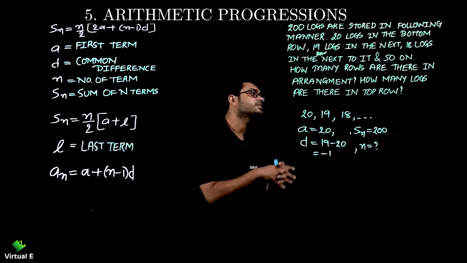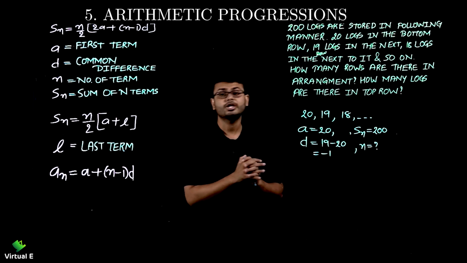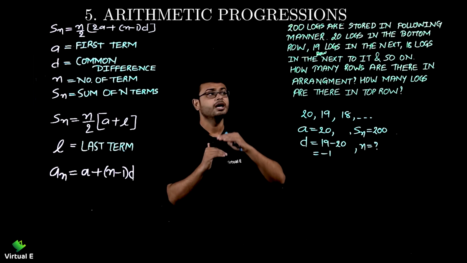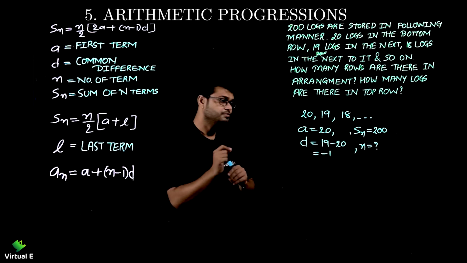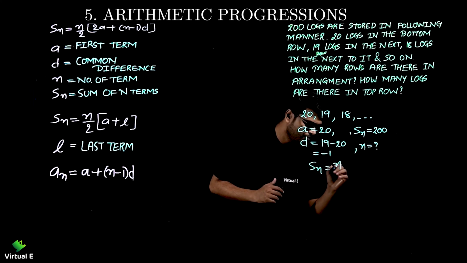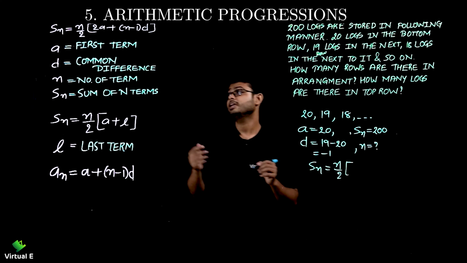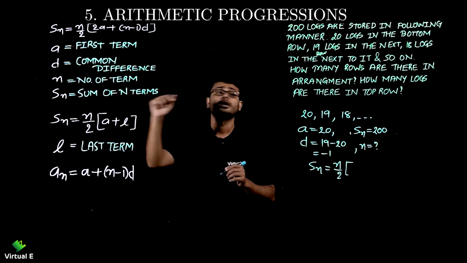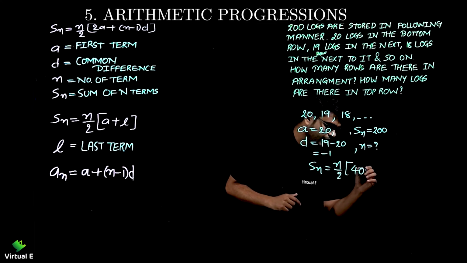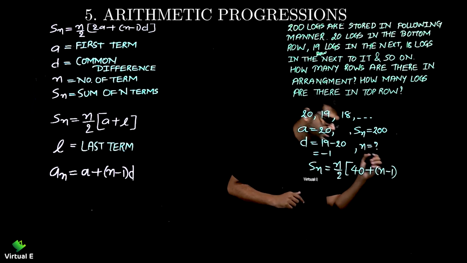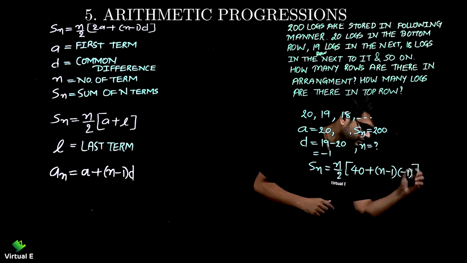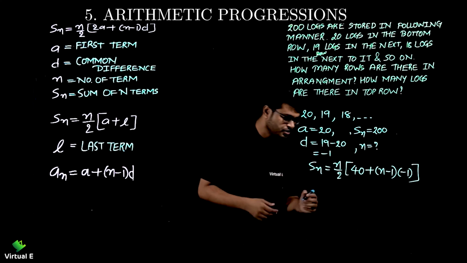And the second question is, how many logs are there in the top row? That is the number of logs when we completely arrange the 200 logs, right? So let's start first of all with the Sn. Sn is n by 2, because we don't have the value of n, into 2a. 2 multiplied by a, which is 20. 2 20s are 40, plus n minus 1 as it is, then the value of d is minus 1. Done? Simple.